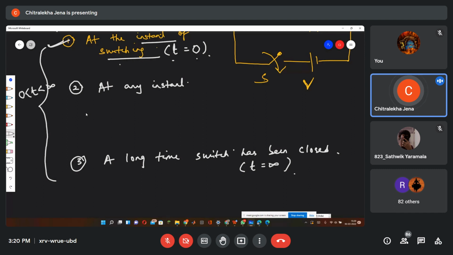Neither will we consider a long time after the switch has been closed. Rather, we will consider the interval between the closing of the switch and the long time after it has been closed. What exactly is happening in the circuit? Did all of you understand? Is there any doubt? So here we will be discussing what happens to the circuit between 0 and infinity.